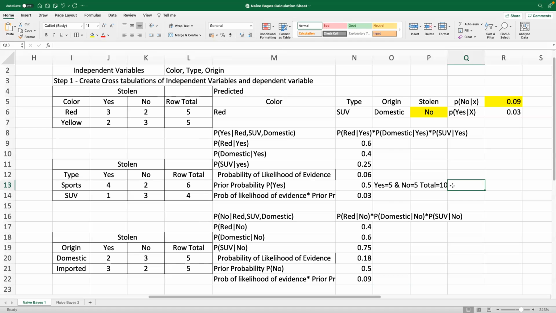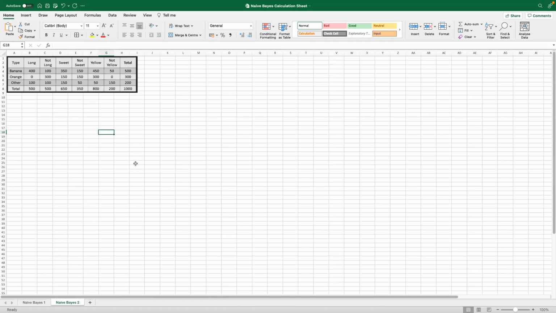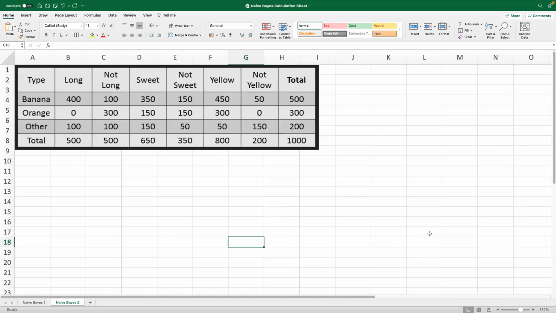We'll go to the second problem. Here we dealt with binary. In the second problem, we will go with multinomial, more than 2. So shall I move to the second problem? Yeah. The second problem is this, which you can see here. In the same sheet, I have given you the second problem also.